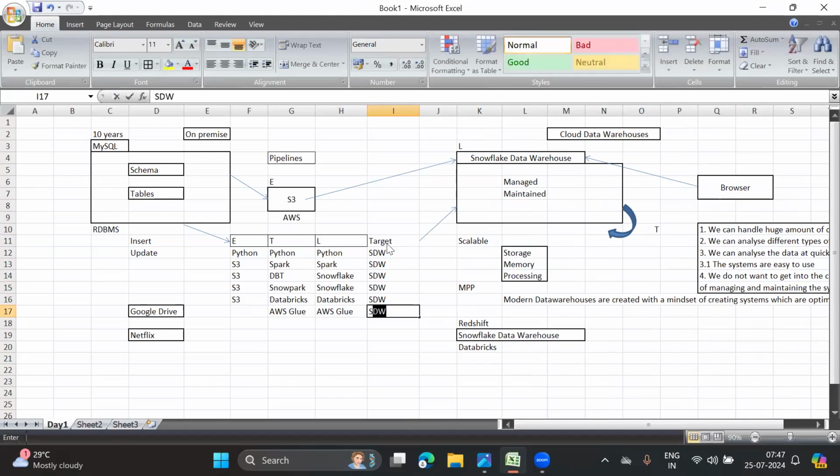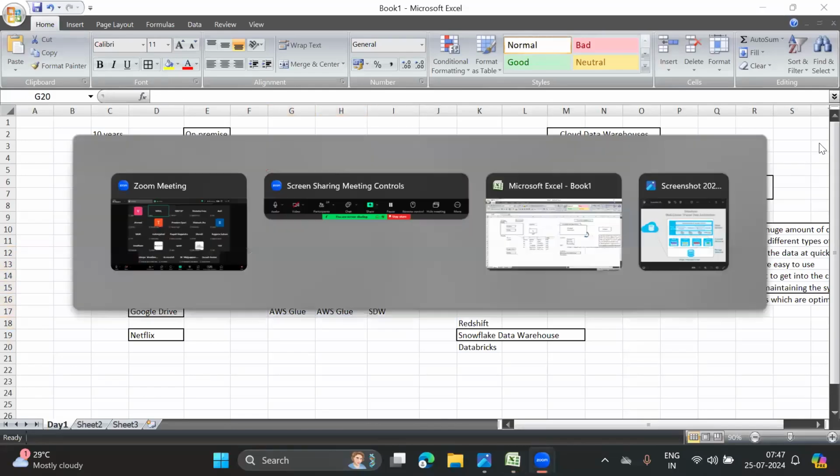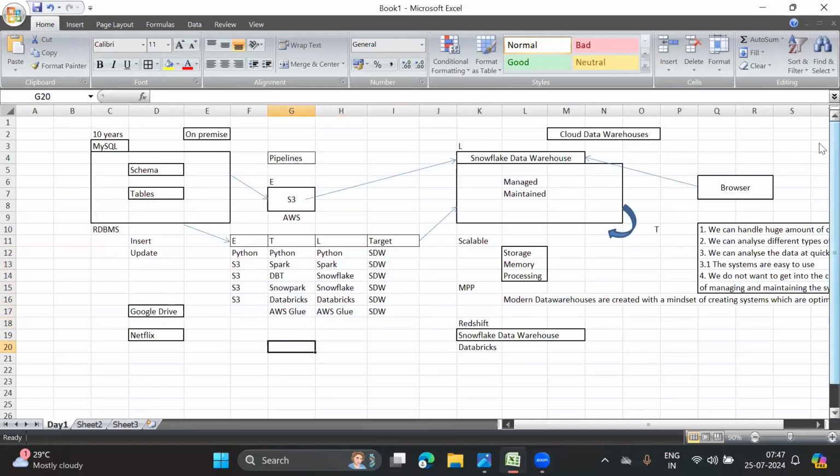As you can see here, there are a lot of ways to migrate the data from any system to the Snowflake data warehouse. You can go with any of these options. You can see how many options there are, so it is very flexible for us to move from one system to another. These are just a few of the options available.